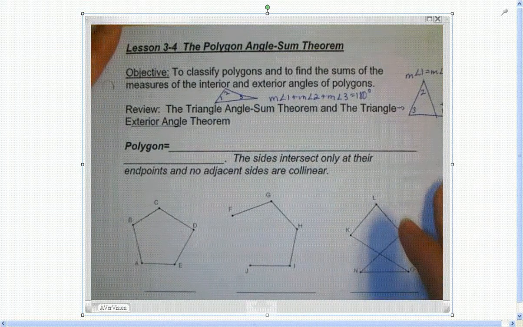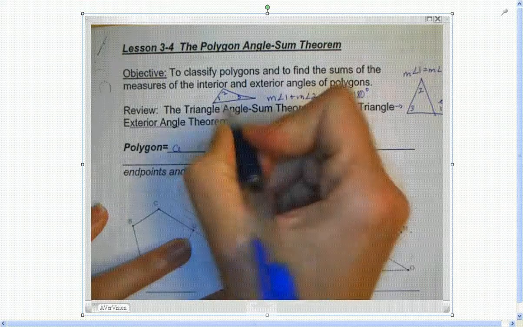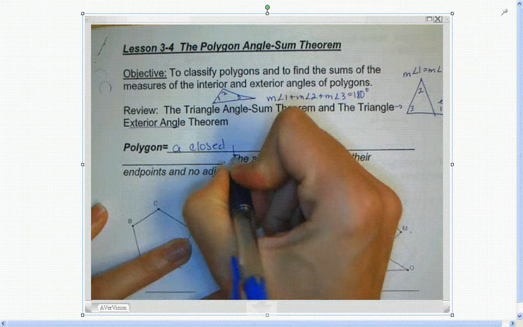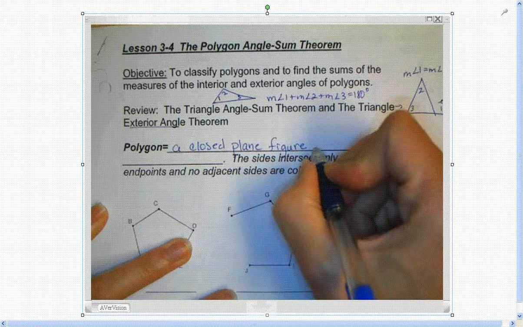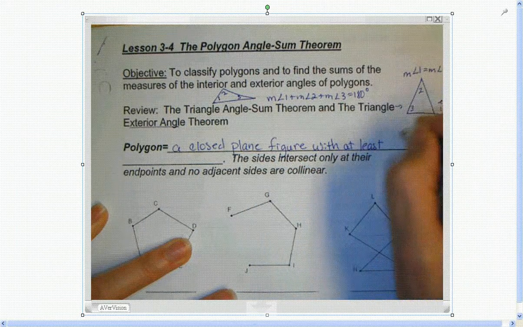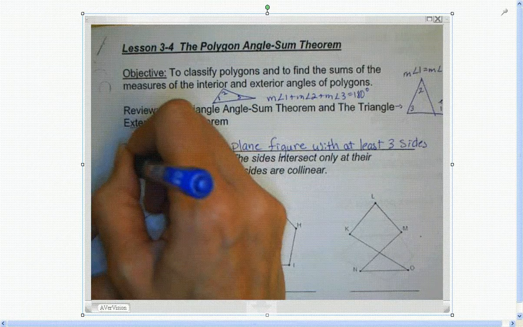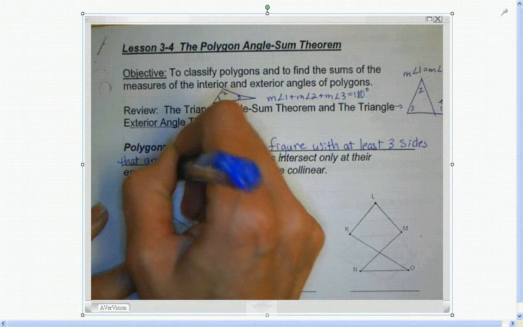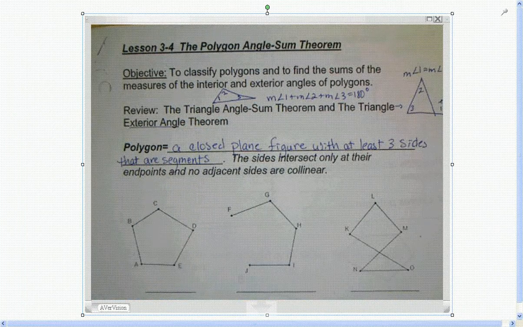But then we have to define what a polygon is. And a polygon is a pretty simple thing. A polygon is a closed plane figure with at least 3 sides that are segments. So the sides intersect only at their endpoints, and no adjacent sides are collinear. So we need to make sure that we can fulfill that definition.